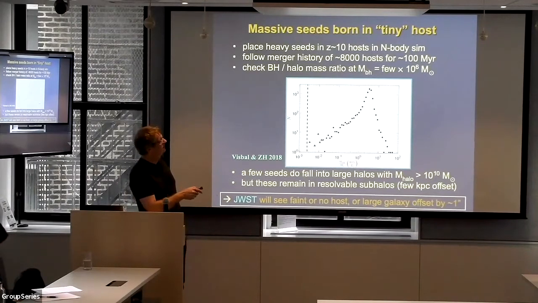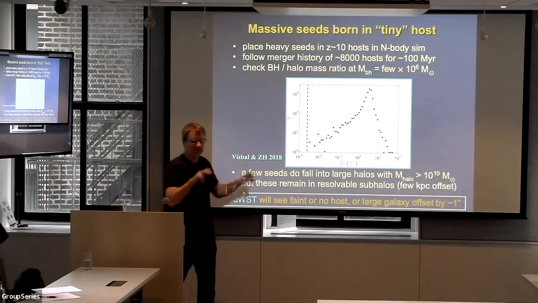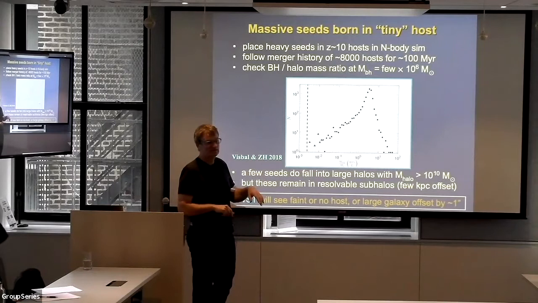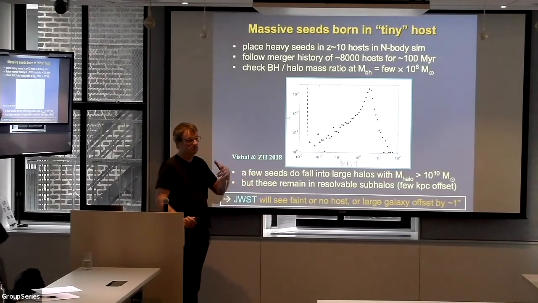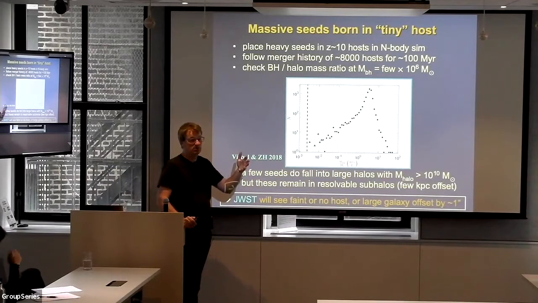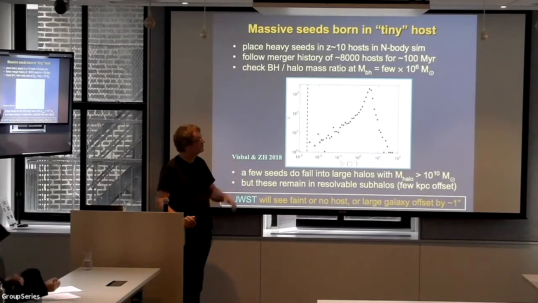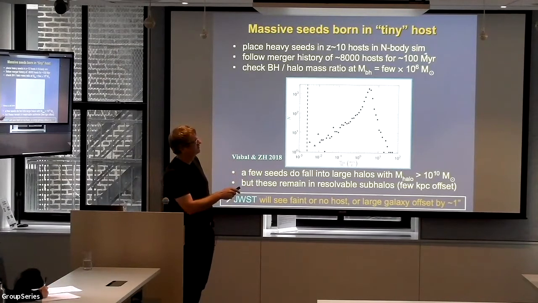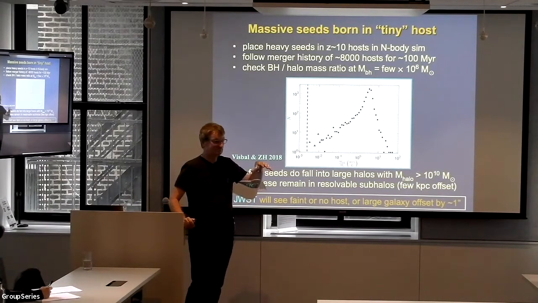We looked at an N-body simulation. We had 10,000 such atomic cooling halos, and then we asked if you put a black hole seed in them and you wait 100 million years, which is roughly when they would grow an order of magnitude in mass if they accrete at Eddington rates. So after 100 million years, what kind of host are they sitting in?